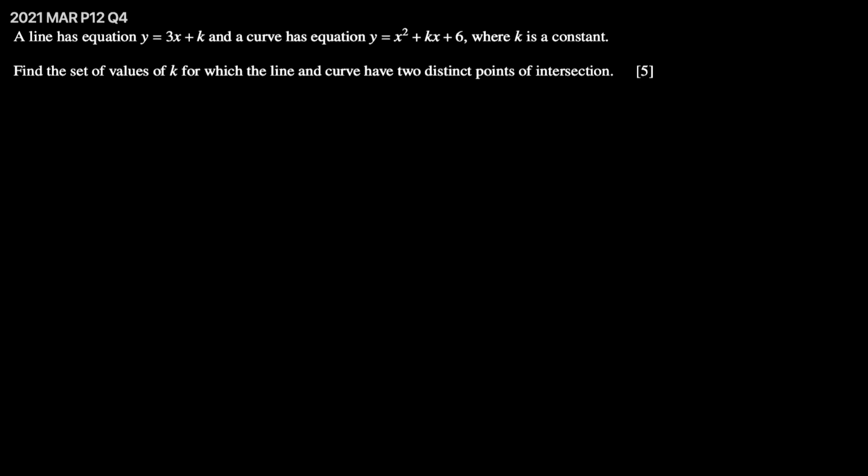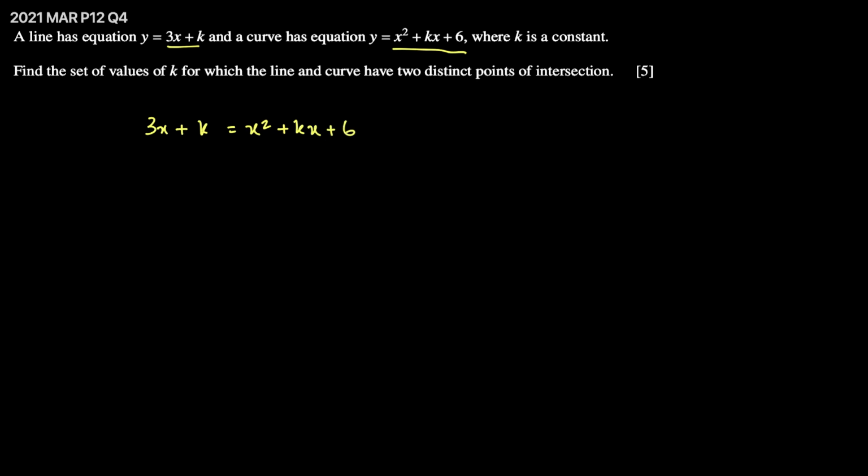When this line and this curve intersect, we know for a fact that at those points of intersection, they'll have the same x coordinates and the same y coordinates. So if we equate y, we can solve for x. For example, y is equal to 3x plus k, so 3x plus k is equal to x squared plus kx plus 6.